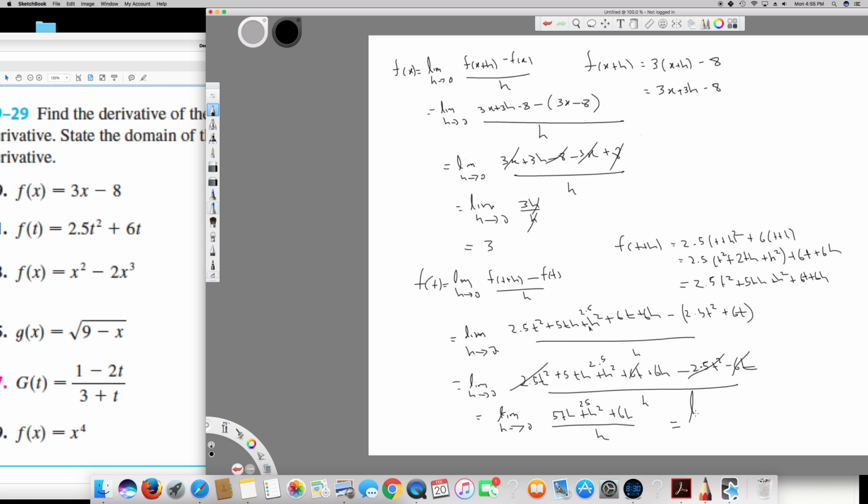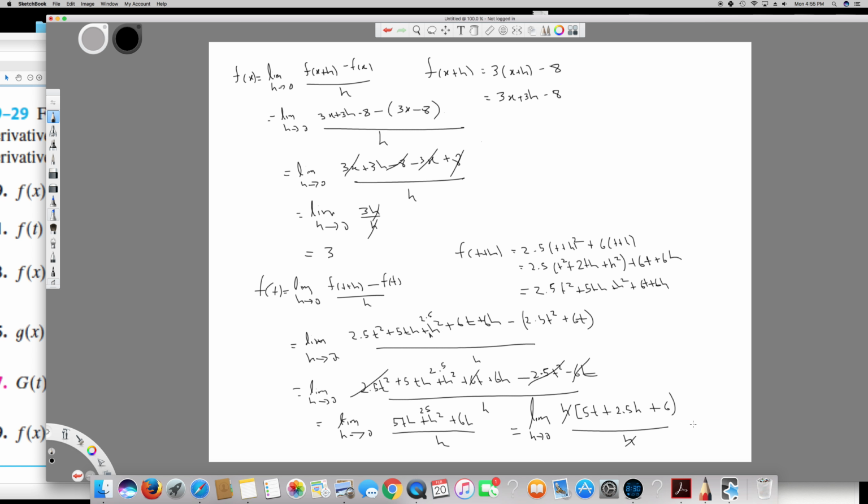Now I can take h common. It's going to be the limit as h approaches 0, and if I take h common, it's going to be 5t plus 2.5h plus 6, over h. h cancels. Now I can plug the 0 in here. For the 5t, there's nothing to plug, because I can only plug 0 for h values. So if I plug 0 into 2.5h, it will become 0. So the only thing we have left is 5t and 6. It's going to be 5t plus 6 as my final answer.